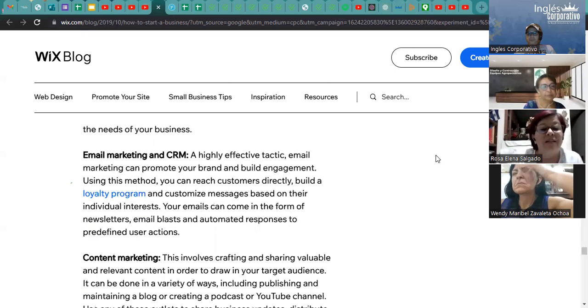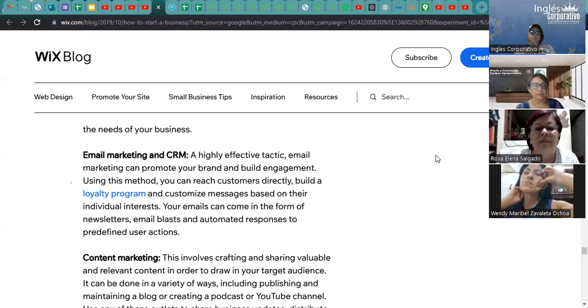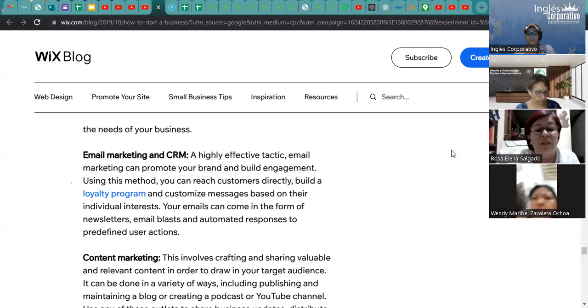Email marketing and CRM. A highly effective email marketing can promote your brand and build engagement. Using this method, you can reach customers directly, build a loyalty program, and customize messages based on their individual interests. Your emails can come in the form of newsletters, email blasts, and automated responses to predefined user actions.